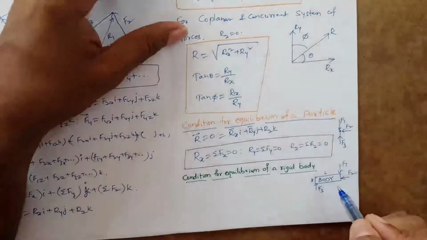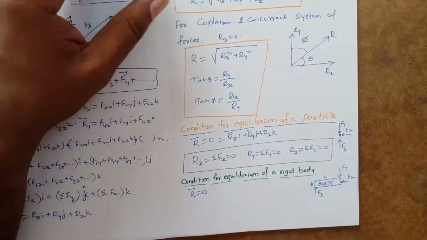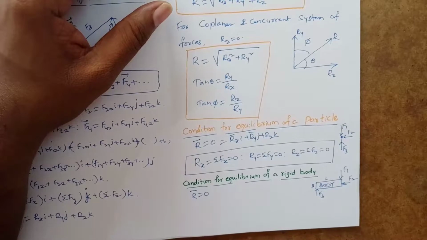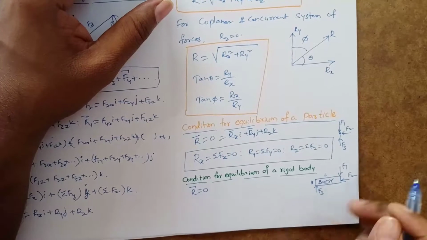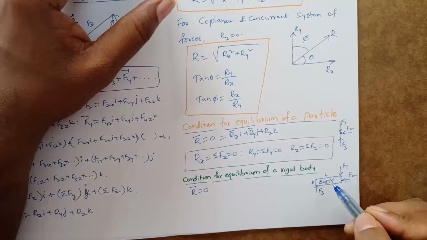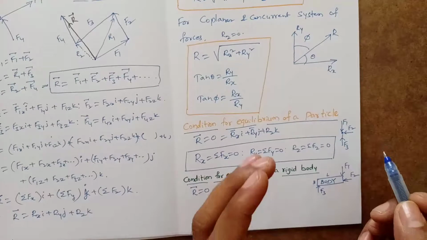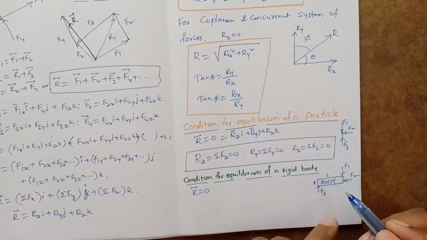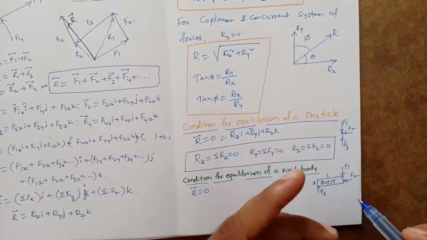First, since the body is in equilibrium, it is not moving, so R must be equal to 0. That implies the resultant force must be equal to 0. But that condition alone will not suffice. Because of the resultant force being 0, the body may not translate, but it can rotate at the same position. Because of F1 and F3, some rotational effect may be created. Then the body will not move in translation, but it will rotate at that place only. So that is not an equilibrium condition.